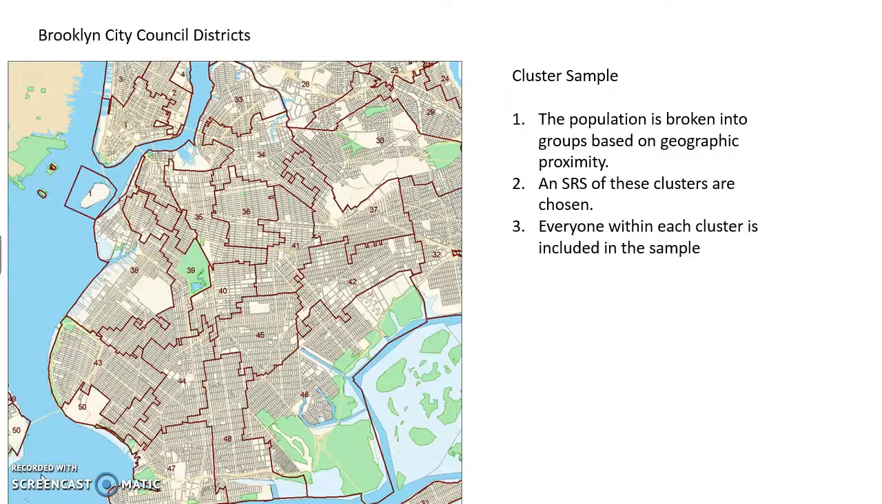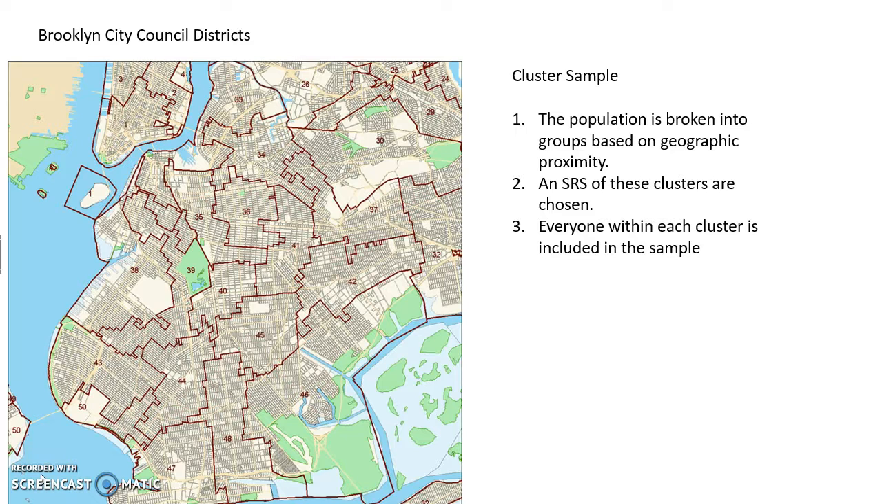Let's use this as an example. This is a map of Brooklyn, and Brooklyn is broken up into its city council districts. There are approximately 50 of them. So in this example, if we wanted to do a cluster sample, we would randomly select, let's say, 5 of the city council districts. Randomly select does not mean a person choosing their 5 favorite numbers.